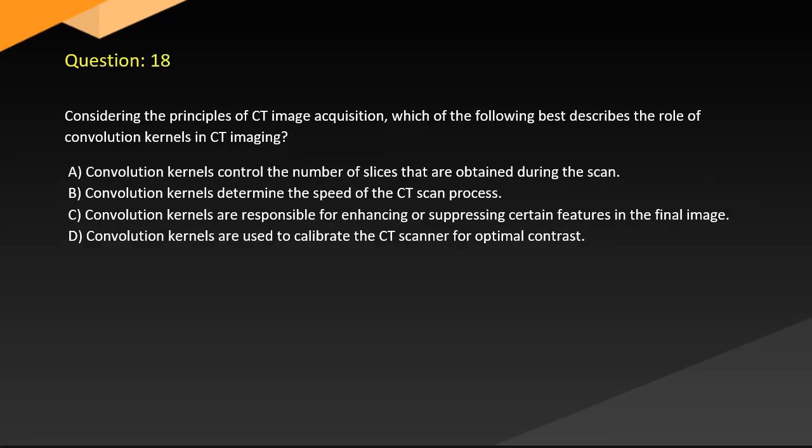Question 18. Considering the principles of CT image acquisition, which of the following best describes the role of convolution kernels in CT imaging? A. Convolution kernels control the number of slices that are obtained during the scan. B. Convolution kernels determine the speed of the CT scan process. C. Convolution kernels are responsible for enhancing or suppressing certain features in the final image. D. Convolution kernels are used to calibrate the CT scanner for optimal contrast.